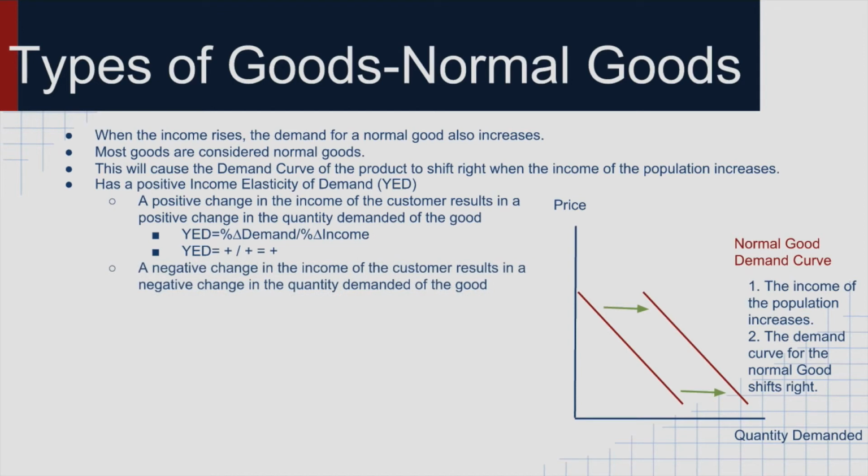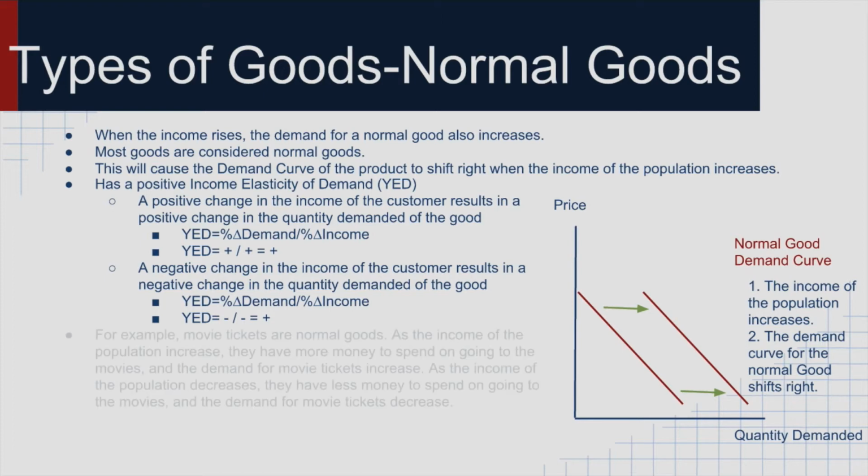A negative change in the income of the customer results in a negative change in the quantity demanded of the good. So using the formula again, this time we'll get a negative value over a negative value, which will end up being a positive value.